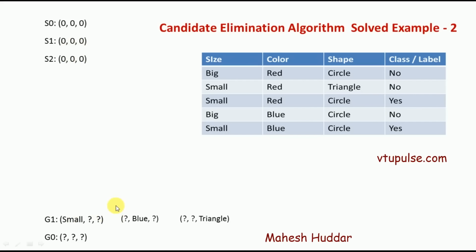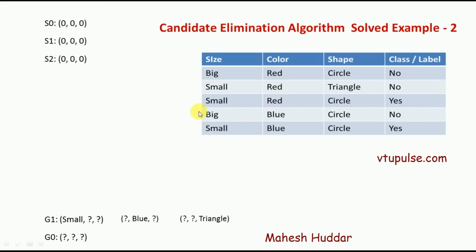So for each hypothesis, first we will check whether it is consistent with the training example. If it is consistent, we will retain it as it is. If it is not, we need to write the hypotheses which are consistent with the examples seen till now.